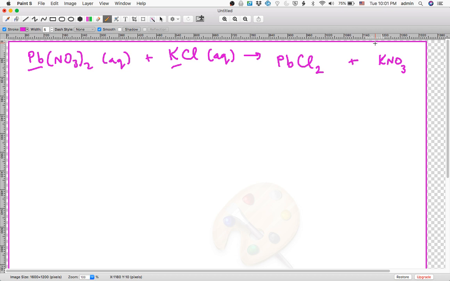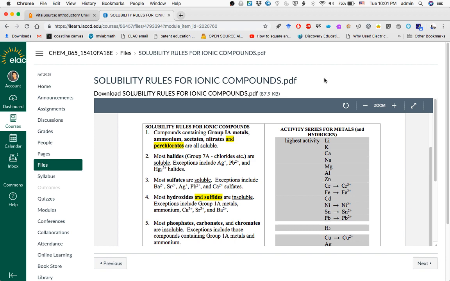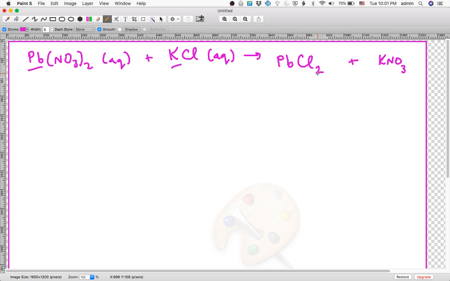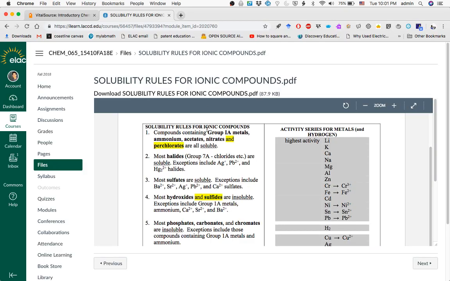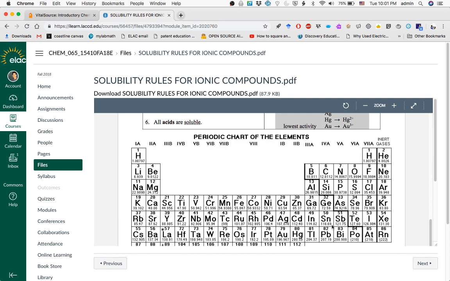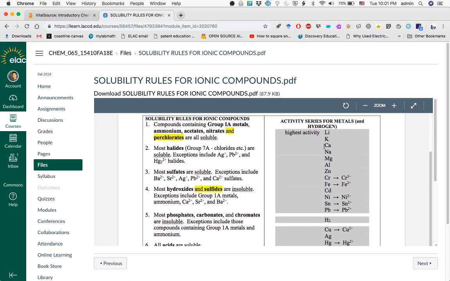Do these products form? You go back to the solubility rules and look for your product. So this was lead 2 chloride. The first rule says compounds containing group 1A metals. Is lead a group 1A metal? Well, let's see. Here's lead down here. That is definitely not group 1A. Group 1A metals, ammonium, acetates, nitrates, and perchlorates are all soluble. Well, lead 2 chloride does not fall into any of those categories. So I go to the next rule.